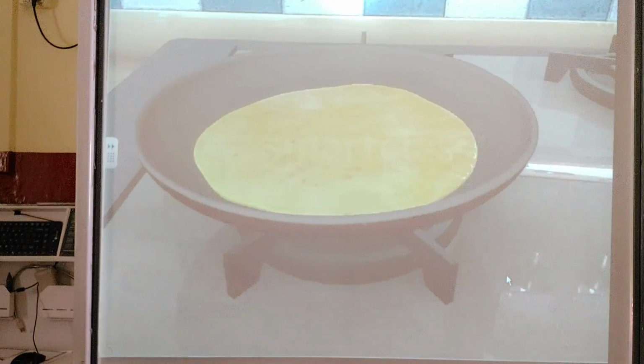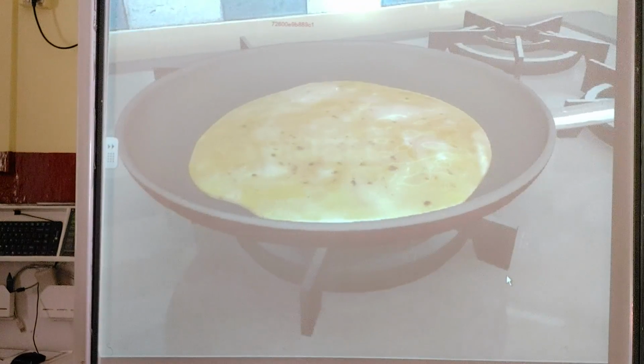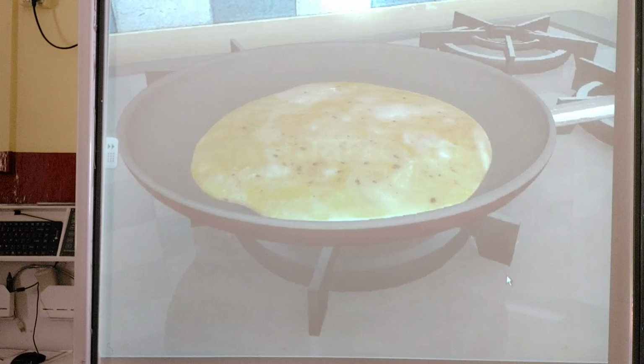Now you can answer the question we had in the beginning. The pan is made of a conducting material. Heat travels from the flame to the pan and then to the egg by conduction. Okay, so this was the experiment which has to be shown.